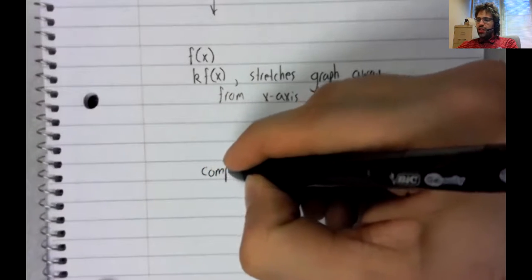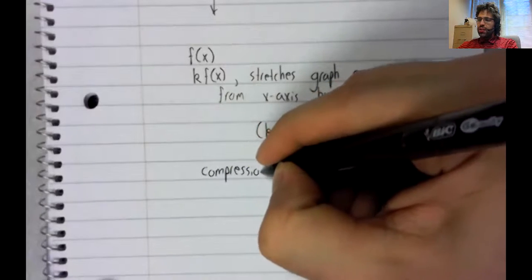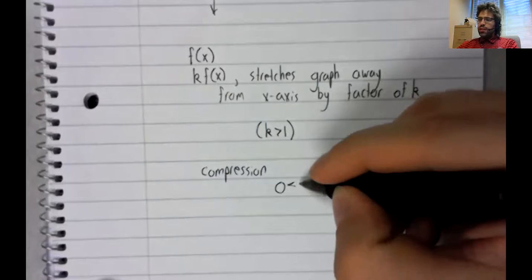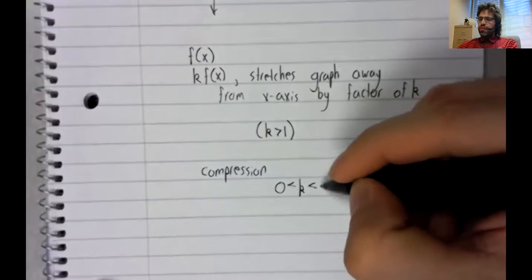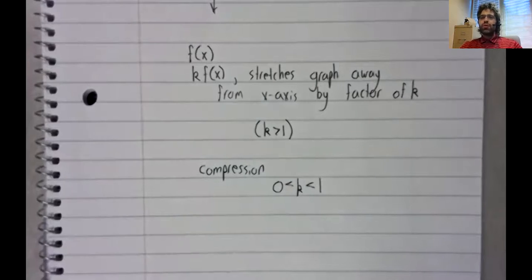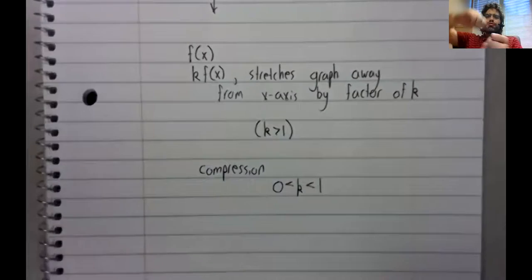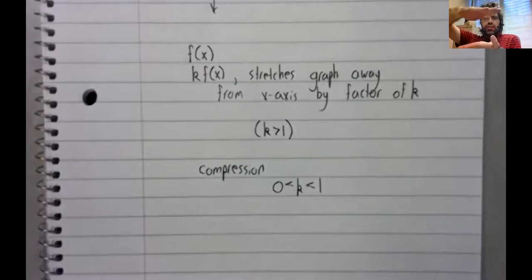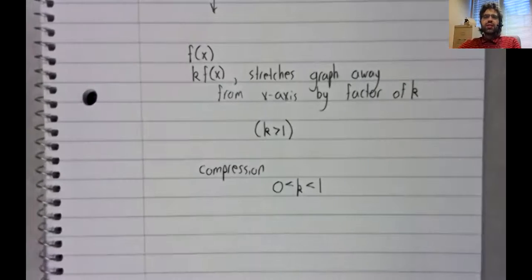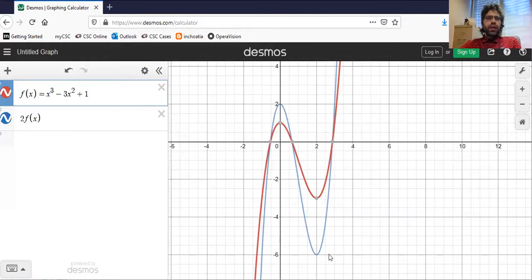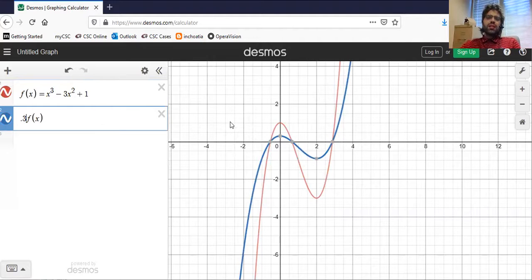The question that comes to mind is, well, what happens if k isn't greater than 1? That compresses the graph. It smushes it towards the x-axis. So going back to this graph, if instead of 2, we had 0.3, you see this point up here is now smushed down. This point down here is smushed up.